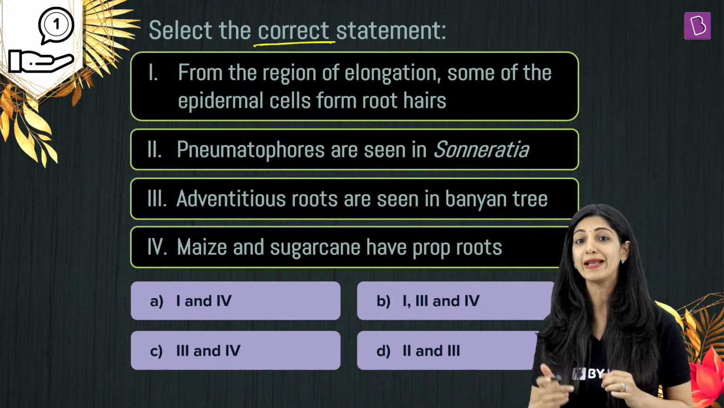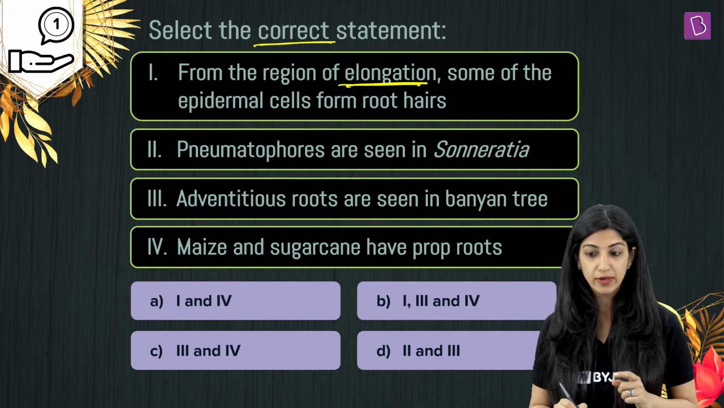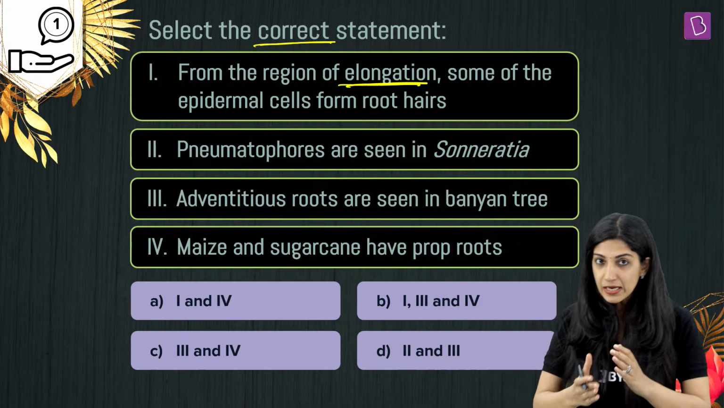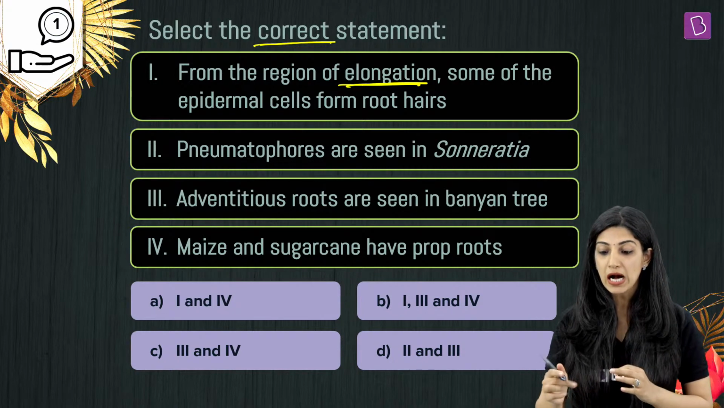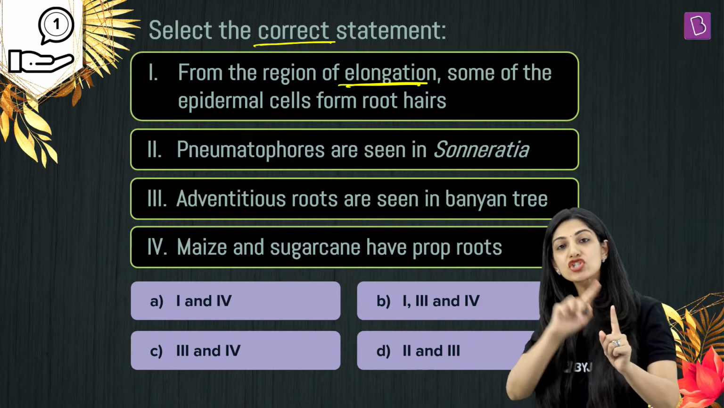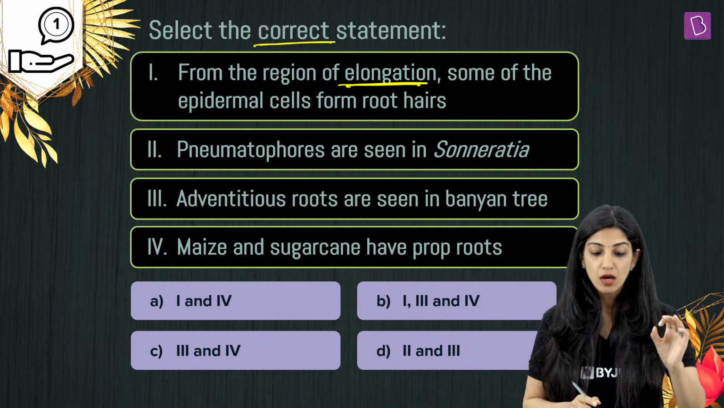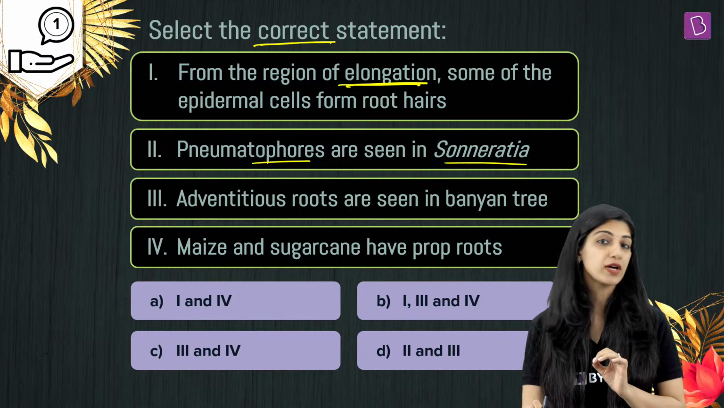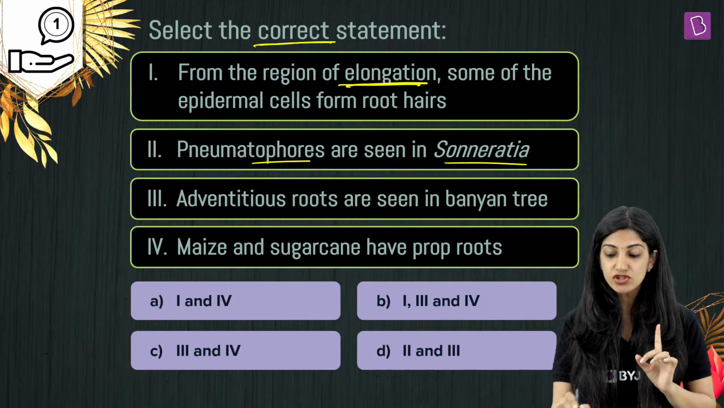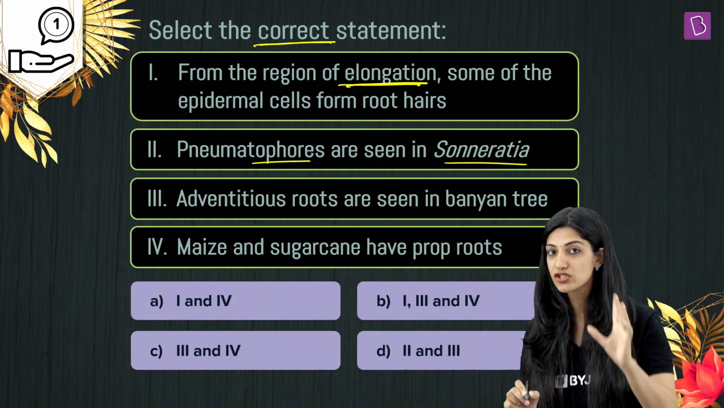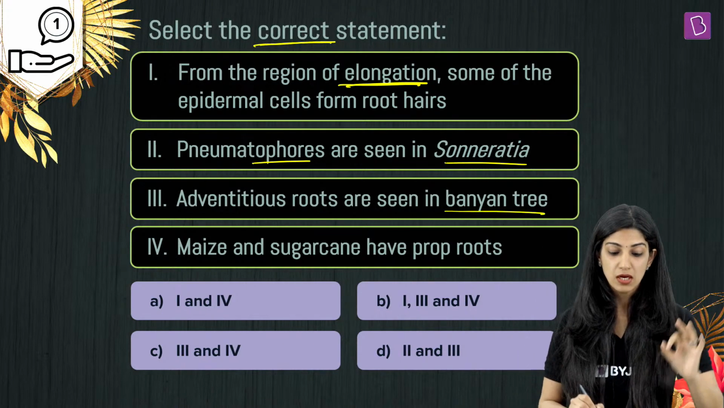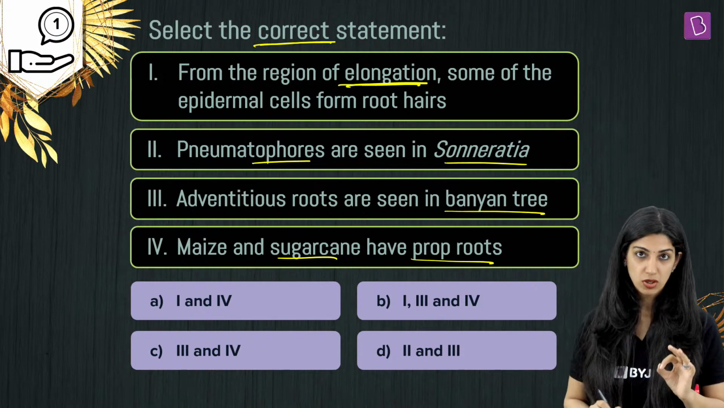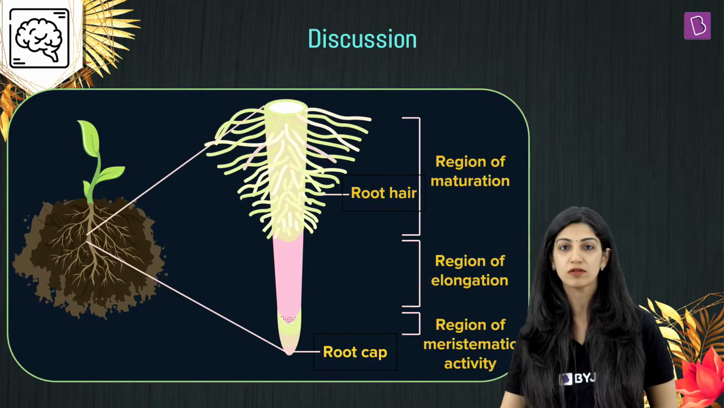From the region of elongation, some of the epidermal cells form root hair. Just see how I am solving the question. I am marking the keyword which can give me the answer. Pneumatophores are seen in whom? Sonneratiaceae, the plant. Adventitious roots are seen in which tree? Banyan tree. Maize and sugarcane have prop roots. Okay, so let's go forward and solve this question.